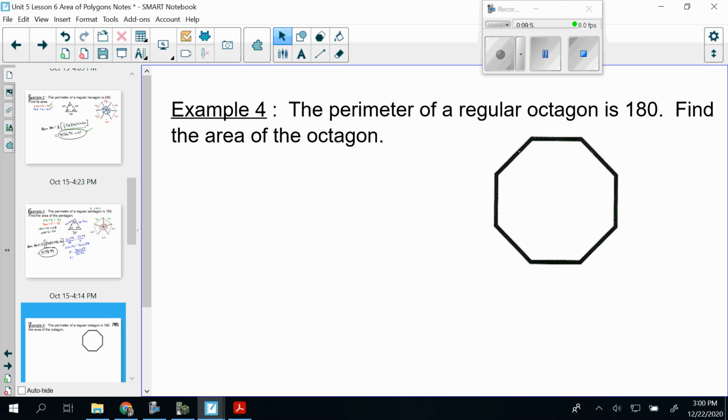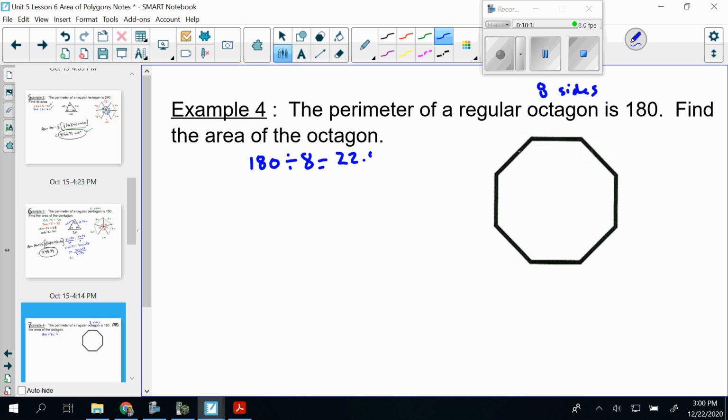All right, octagon, same procedure, just changing the number of sides up again. So this one we know we got 8 sides. So if you get the perimeter here, you want to divide by 8. So we got 180 divided by 8. If you divide that out, we're going to get 22.5. So each of these sides is 22.5. We want to divide into 8 equal triangles.